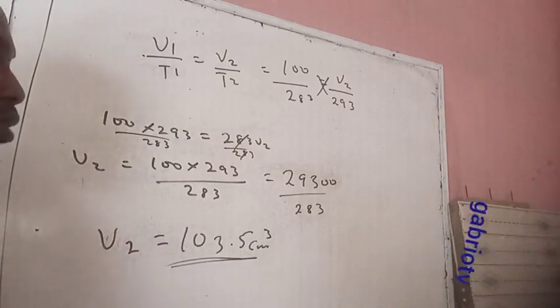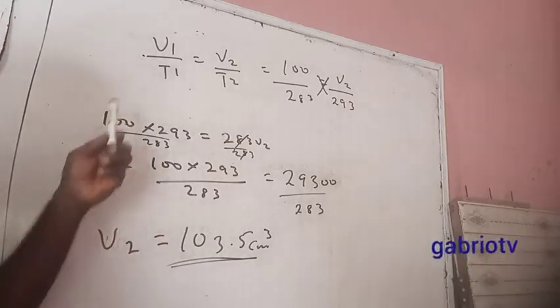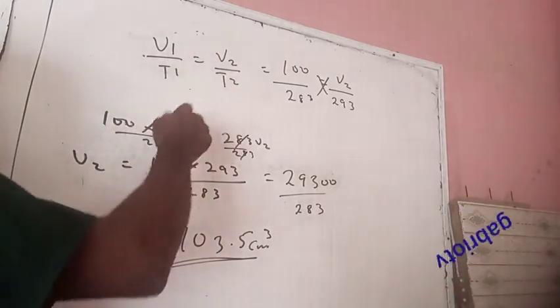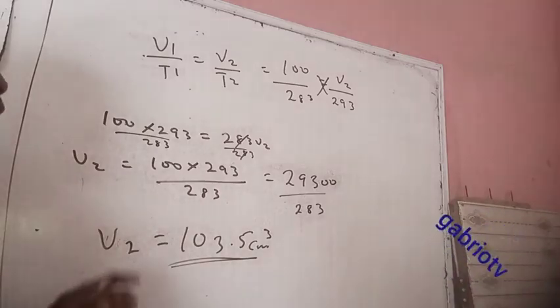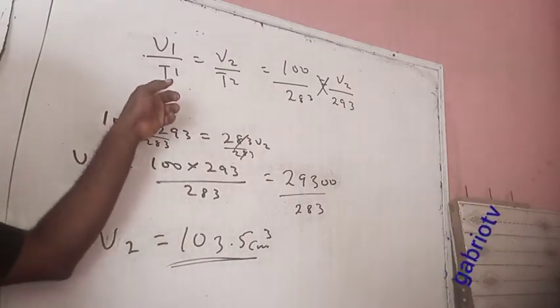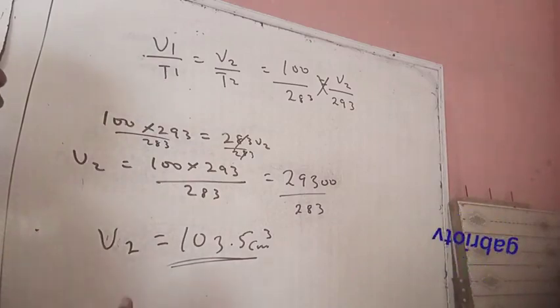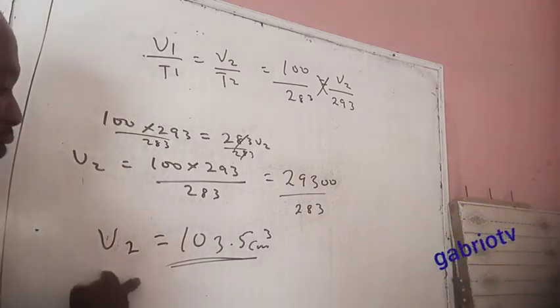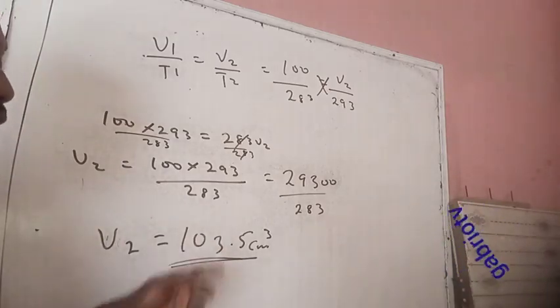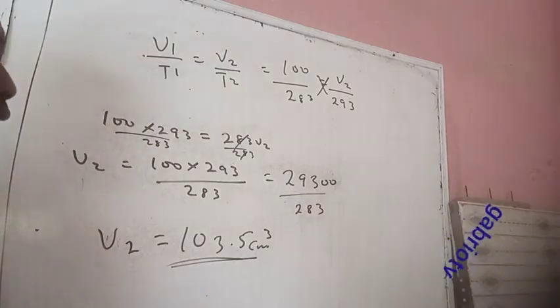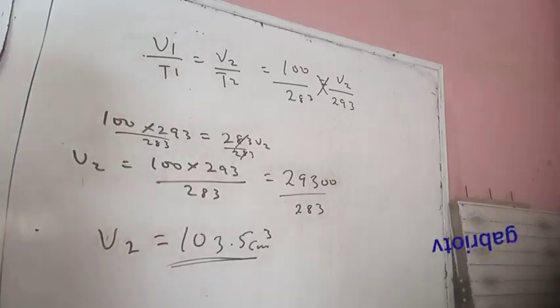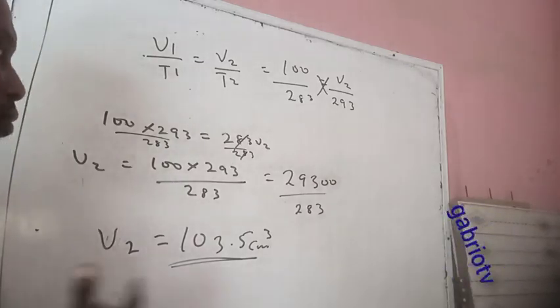So no matter how the question is, you just have to follow, get your parameters, write out the variables, and all that is given. Don't forget that for Charles' law, your temperature should be in Kelvin, so you should be able to convert it from degrees Celsius to Kelvin. And that is that. Our final volume of the question is 103.5 cm cube. So there are other questions. If you check the comment section, I always drop questions there that you can try on your own using this method. So it's not something hard.